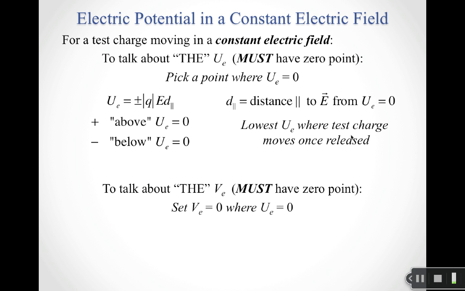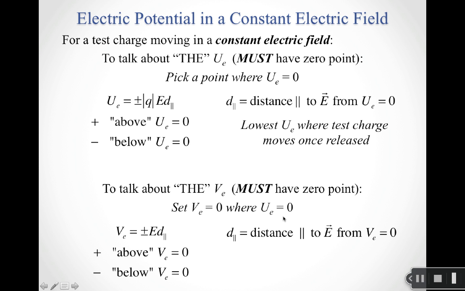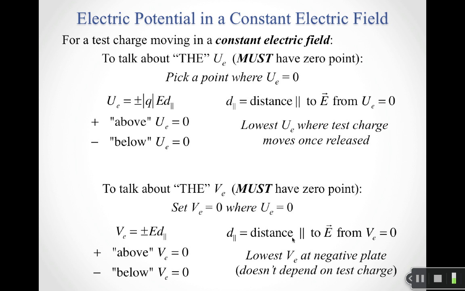We've got to play the same game if we want to talk about the electric potential. So we'll say the electric potential means the electric potential relative to where the potential equals 0, and we'll set the potential to equal 0. Oftentimes that'll be where the potential energy equals 0, but it doesn't have to be. And so what we'll tend to do is say, I know that the potential is going to be at its lowest point as I hit the negative plate.